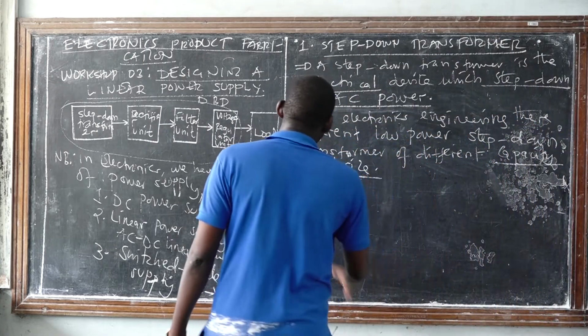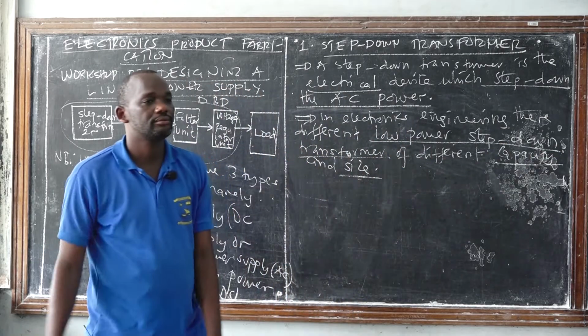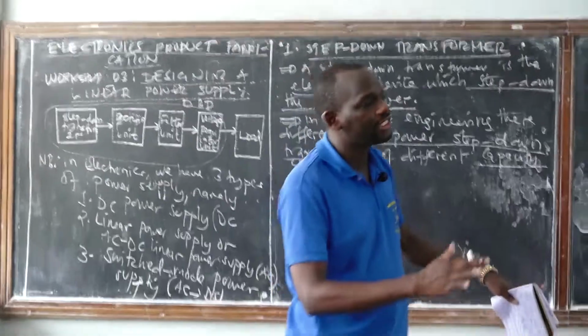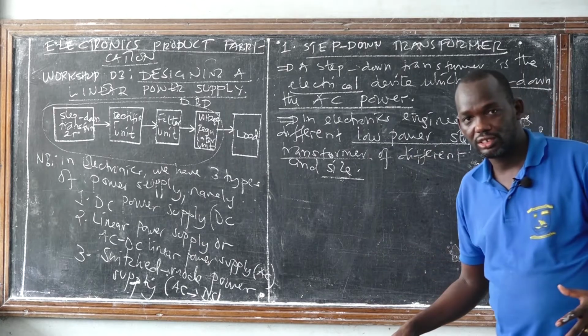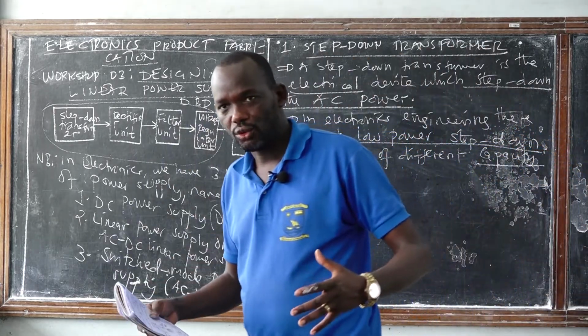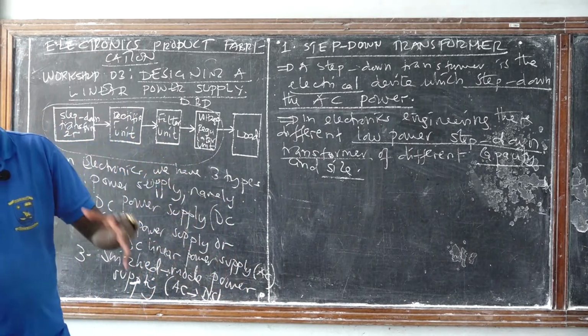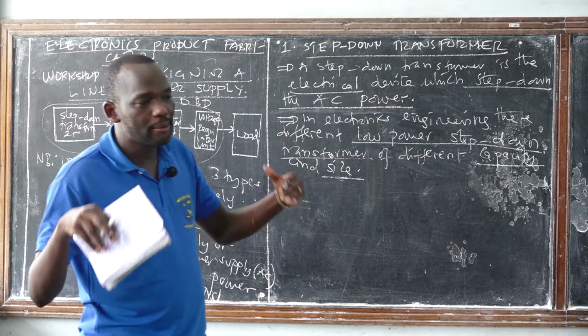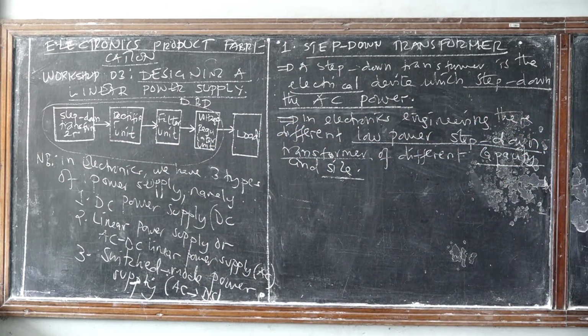So in electronics engineering there are different low power step down transformers. We also have high power step down transformers. Those are the ones we used to see on the high grid or on the TANESCO line, or in different places where there are many people. But with electronics, we are using low power step down transformers. The principle is still the same, but the difference is the rating.